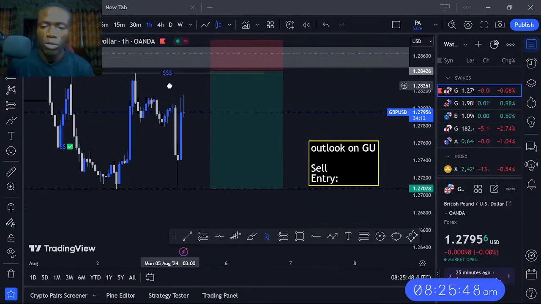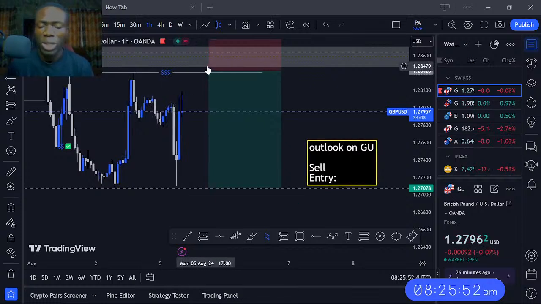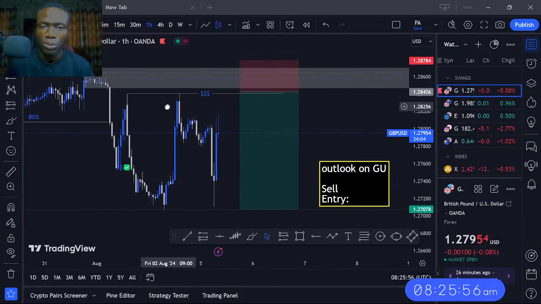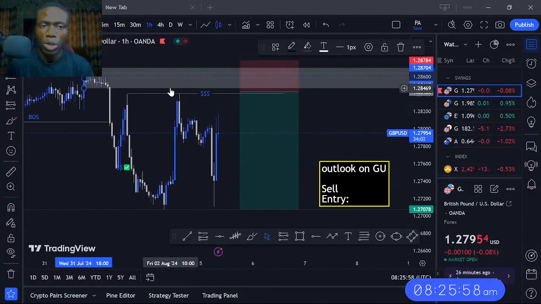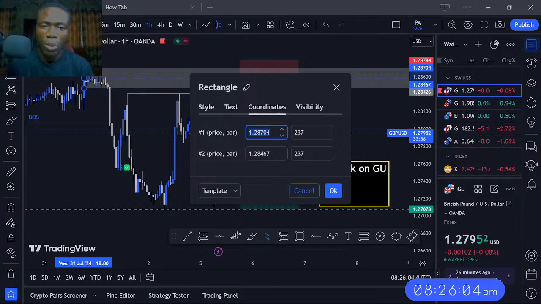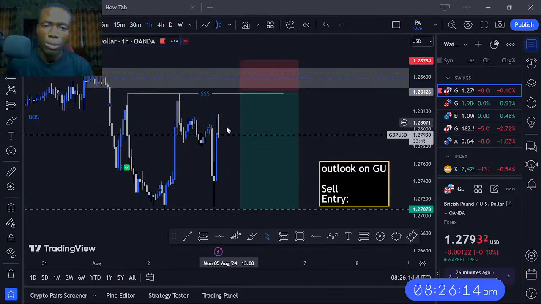So for those of you taking this signal, here's the advice I have for you. Number one, wait for the market to come into this area of supply. You can see it here. Here is the area of supply. Let me just open it up so you can take the coordinates and then type it out at your own end. So here are the coordinates of it. The area of supply is between 1.28704 and 1.28467.